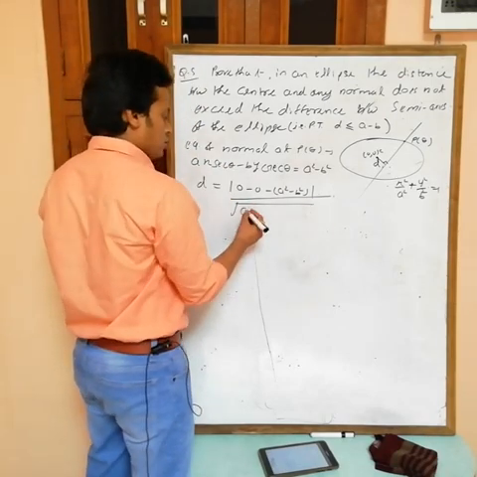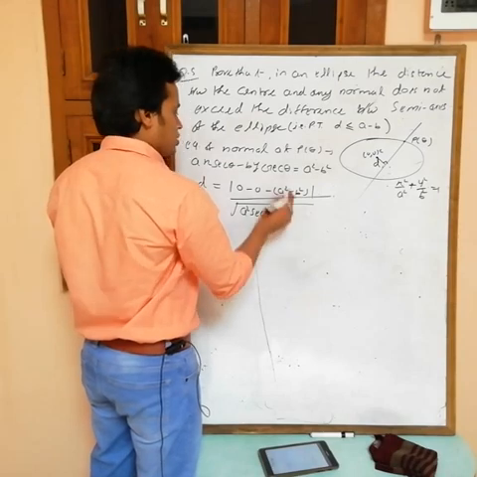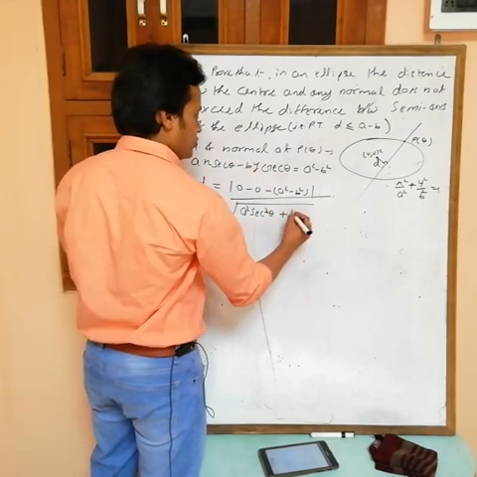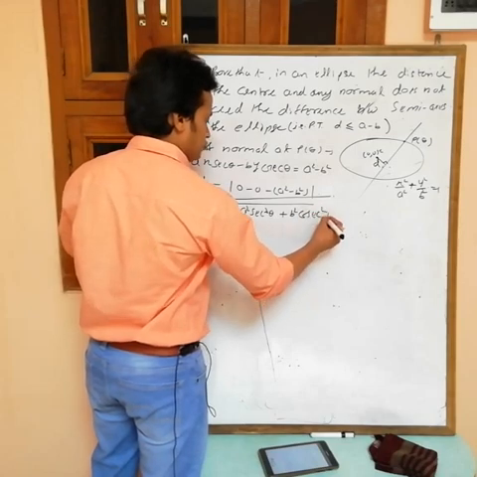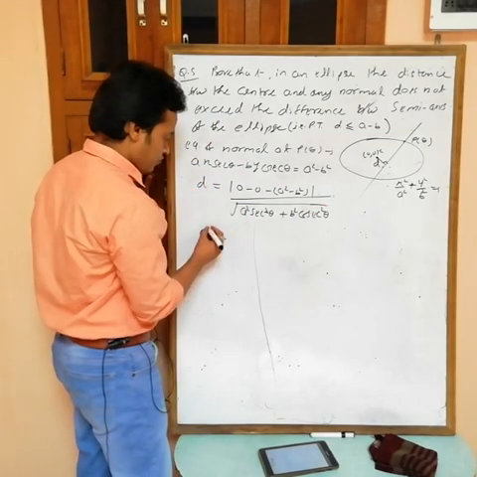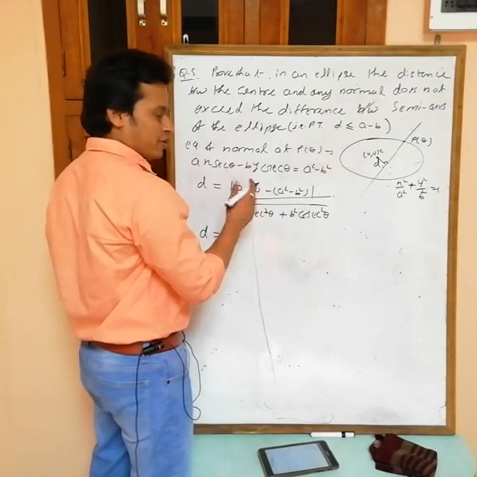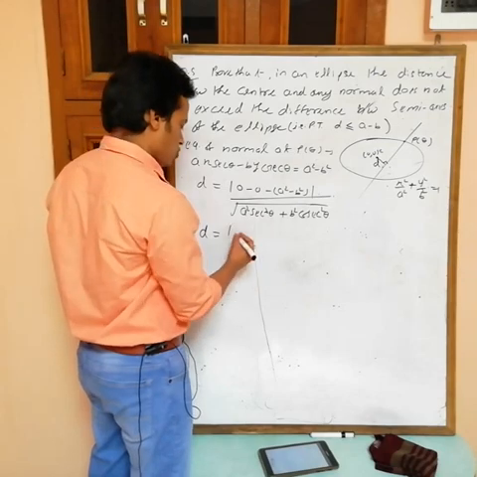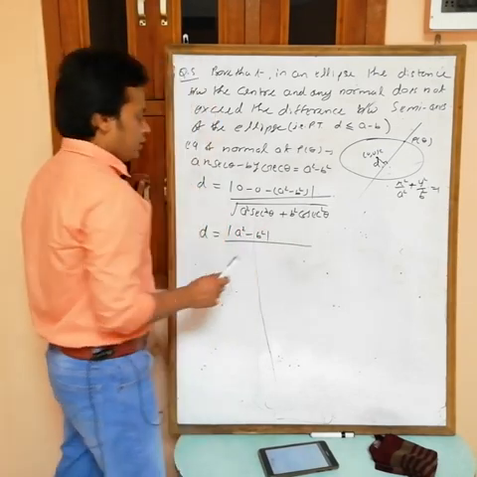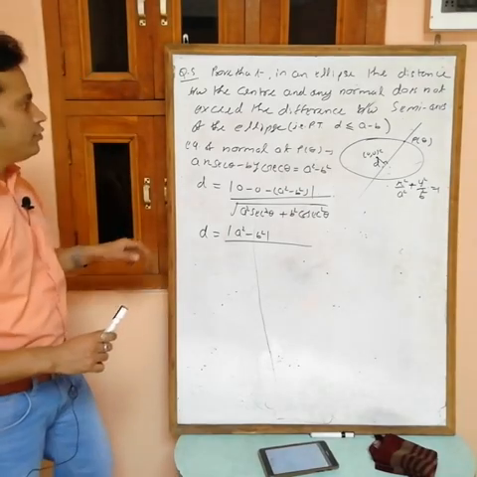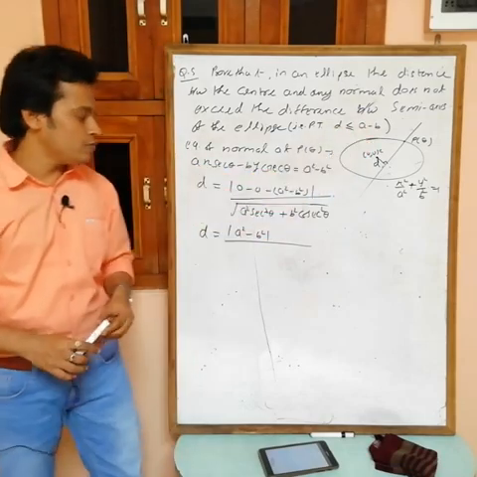of x, a square sec square theta plus the coefficient of y square, it means b square cosec square theta. Okay, then we are getting d equals to minus, I can take one, mod of minus 1 is plus 1, mod a square minus b square. Now actually what we want to prove is that the maximum value of d is less than or equal to a minus b.